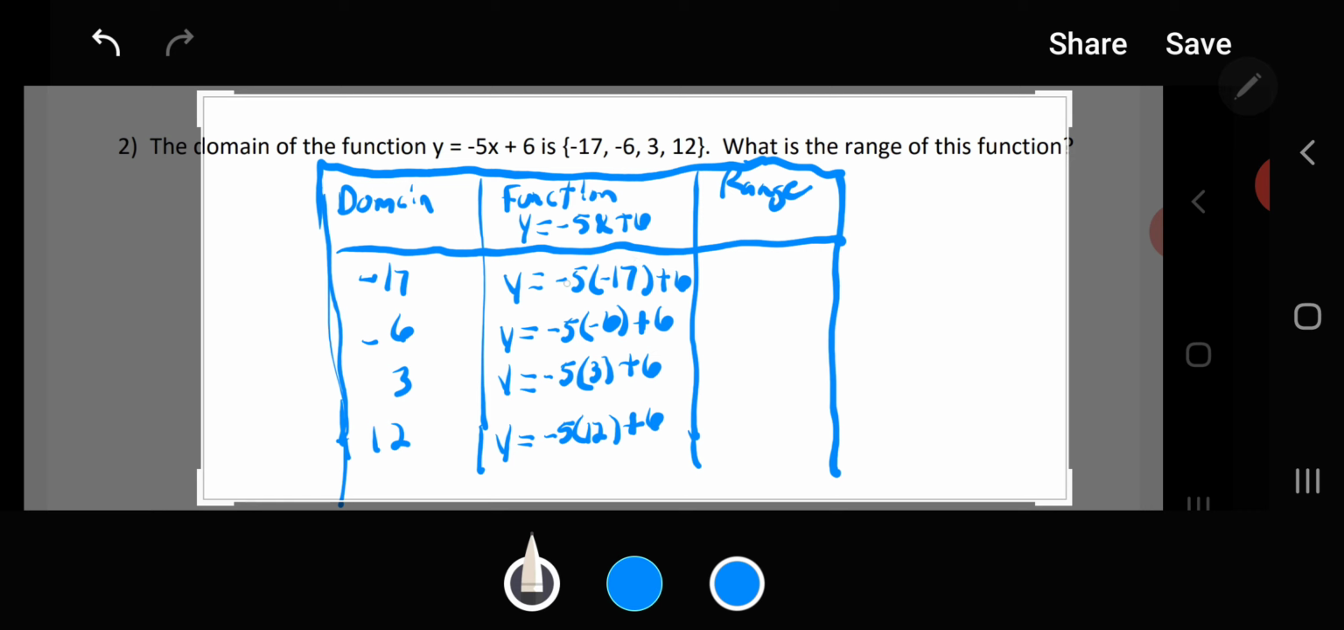Looking at the first one, negative 5 times negative 17 is 85, and adding 6 to it makes it 91. So there's one of my range values. Next one, negative 5 times negative 6 makes 30, plus 6 makes 36. Moving along, negative 5 times 3 is negative 15. Adding 6 makes it negative 9. And lastly, negative 5 times 12 is negative 60, and adding 6 is negative 54.